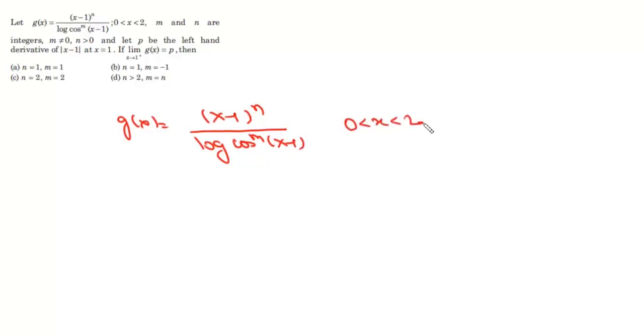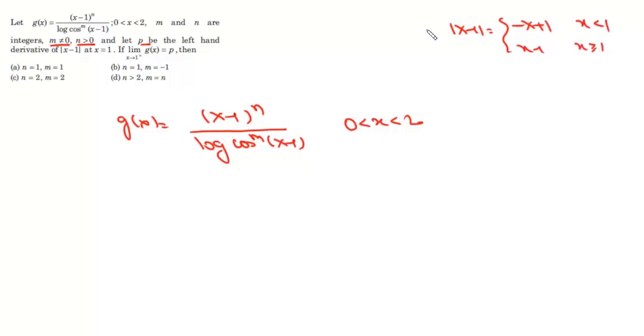where m and n are integers and m is not equal to 0 and n is greater than 0. Now p is the left-hand derivative of |x minus 1| at x equals 1. Now if we look at this function, it will be minus x plus 1 when x is less than 1, and it will be x minus 1 when x is greater than or equal to 1.